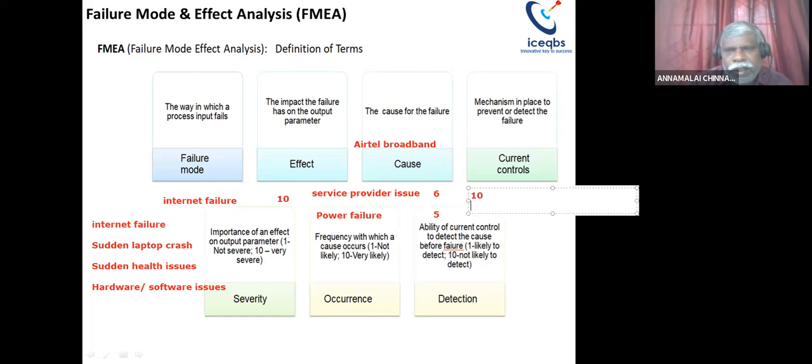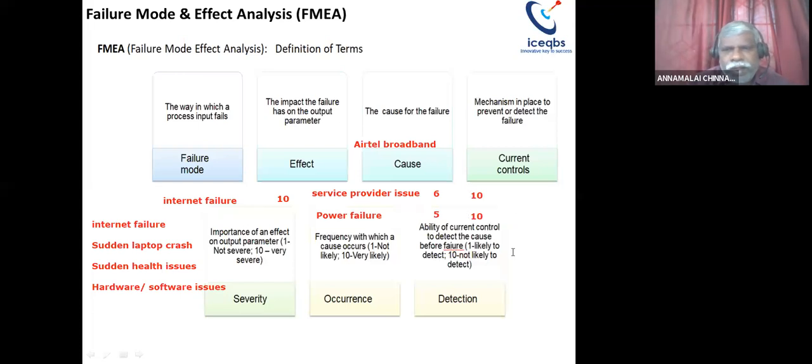Same way for the power failure, currently I am finding that all the 3 lights are glowing in the main power panel, but suddenly all the 3 lights are gone. Then only I realize that there is a power failure. So that happens suddenly without any warning, and I don't have any mechanism for preventing it. So I give a detection rating of 10.